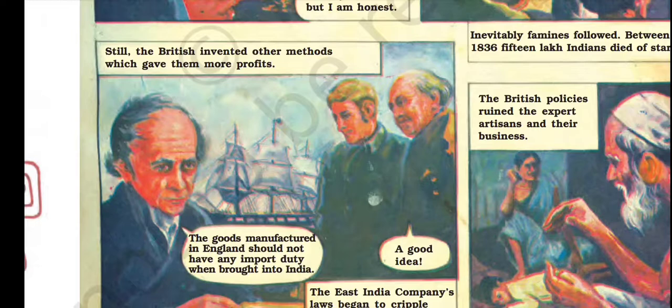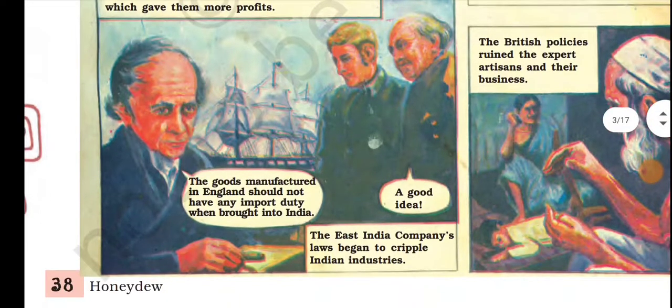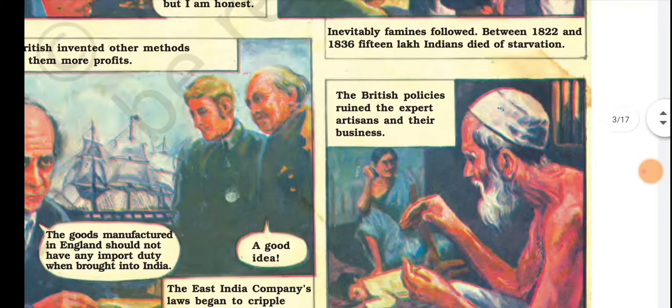Still, the British invented other methods which gave them more profits. The goods manufactured in England should not have any import duty when brought to India. A good idea. The East India Company's laws began to cripple Indian industries. So the British East India Company implemented certain laws which destroyed, crippled, the Indian industries. One such law is that those goods which are manufactured or produced in England, if they are brought to India, did not have to pay any import duty, means they did not have to pay any tax.